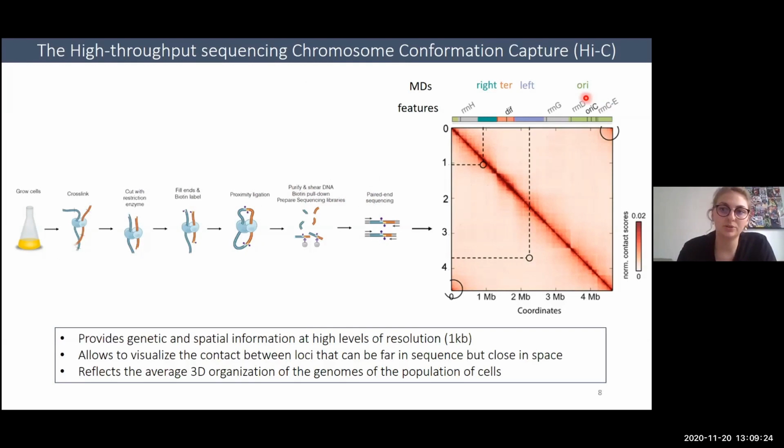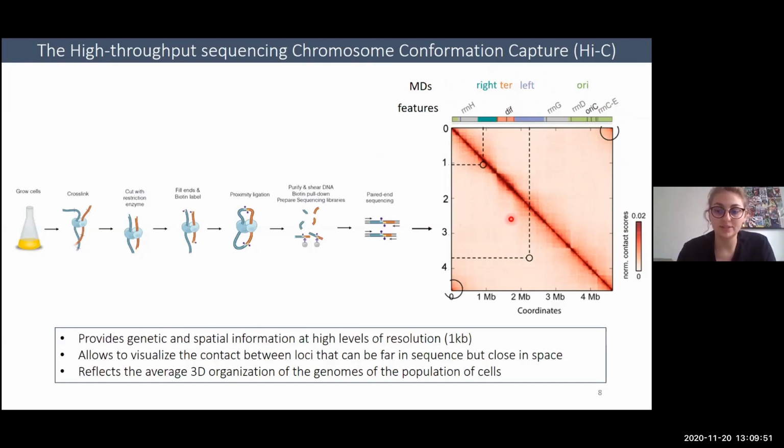In the maps that I'm going to show you, you will find features of interest above and also color-coded microdomains. The one that we are particularly interested in today is the TUR, which is orange or red, depending on your screen. And so overall, the Hi-C reflects the average 3D organization of the genome of a population of cells. And we use that to investigate the effect of the alteration of Topo IV on chromosome organization.